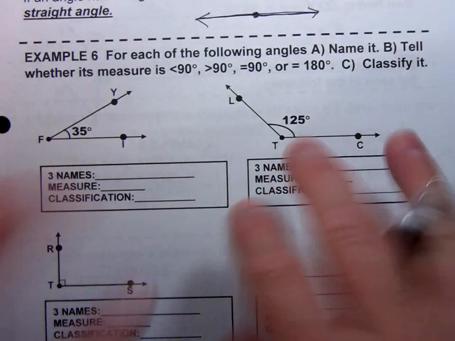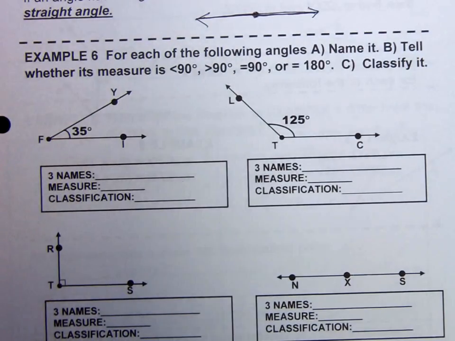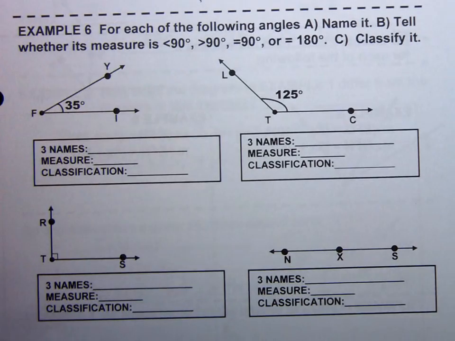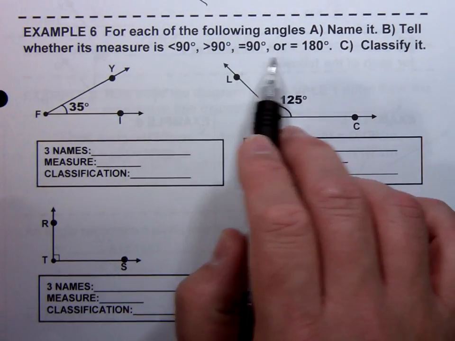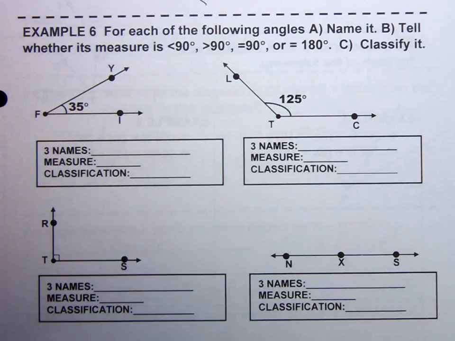Alright, so down here, for each of these angles, we're going to name it, and we're actually going to give all three possible names for it. We are going to tell whether its measure is less than 90, greater than 90, equal to 90, or equal to 180, and we're going to classify it.